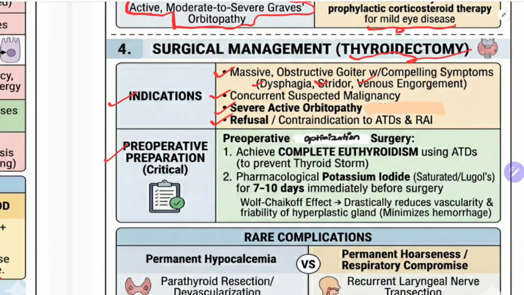In surgery, the critical point is pre-operative preparation of the patient. So, pre-operative optimization for surgery. Number one, you should first achieve complete euthyroidism using the antithyroid drugs to prevent thyroid storm. Why? Because when you are cutting the thyroid gland, through your knife you are spilling more and more T3 and T4 into the circulation.